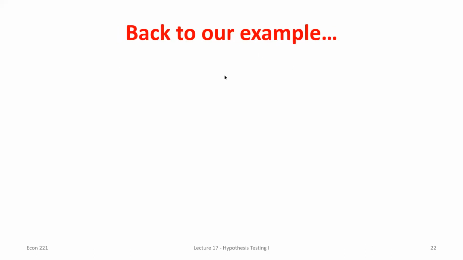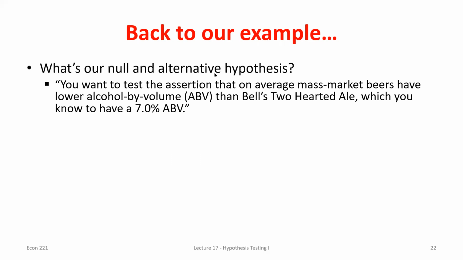So if we go back to this example and think a little more about it, what would our null and alternative hypothesis be? Well, I want to test whether the average mass market beer has a lower ABV than 7%. Another way we'll say this is the alternative hypothesis is what you want to test for. That's what I'm trying to prove. So I assume the opposite is true, which is that it's greater than or equal to 7%.